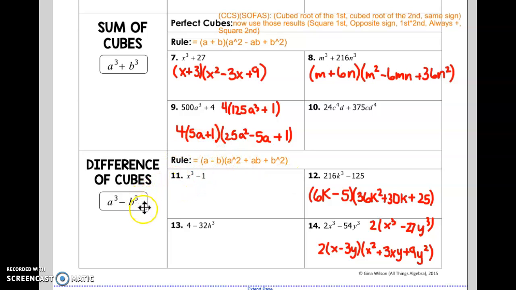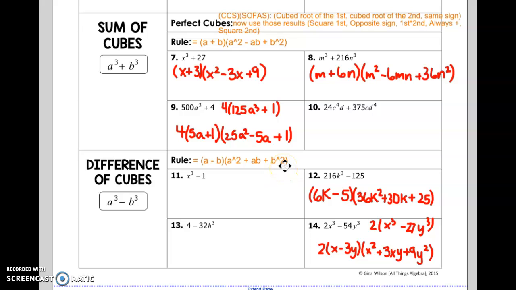Difference of cubes, it's the same thing. CCS, so cubed root of the first, cubed root of the second, same sign. And then we disregard the original problem, look at what we were given. Square the first is a squared, opposite sign, now we are adding. First times second term, AB, always add, and then square the second term.